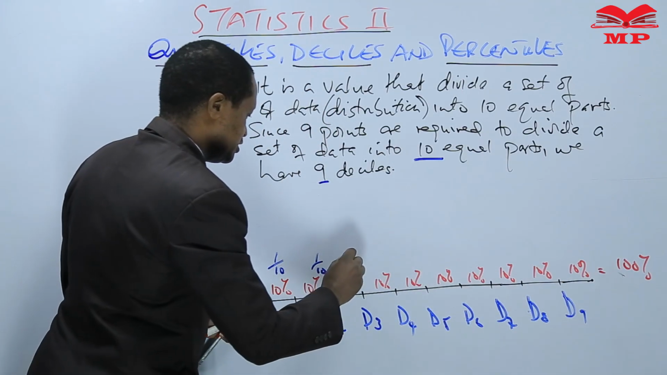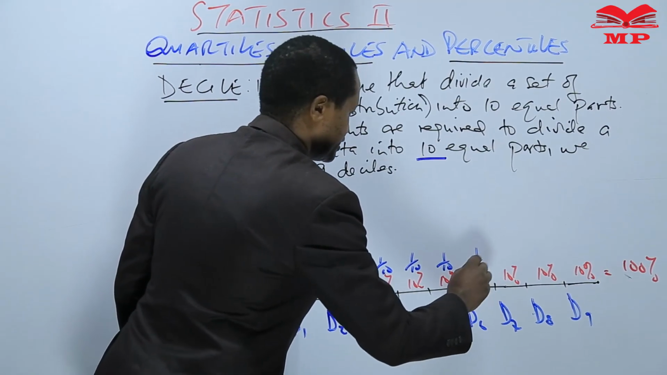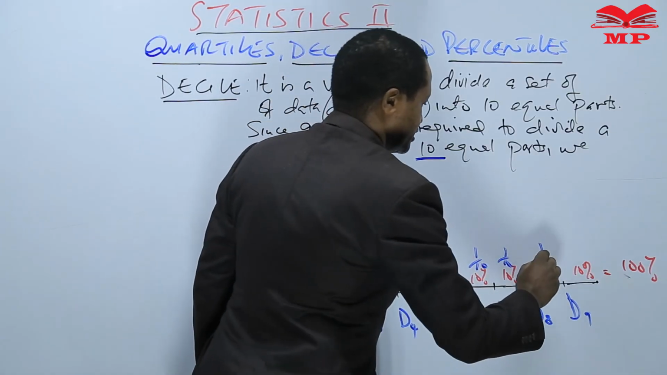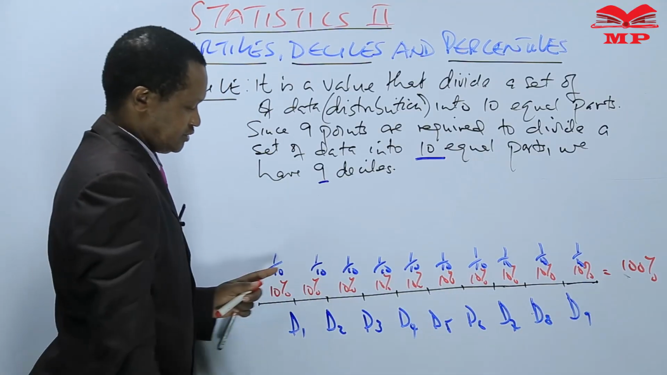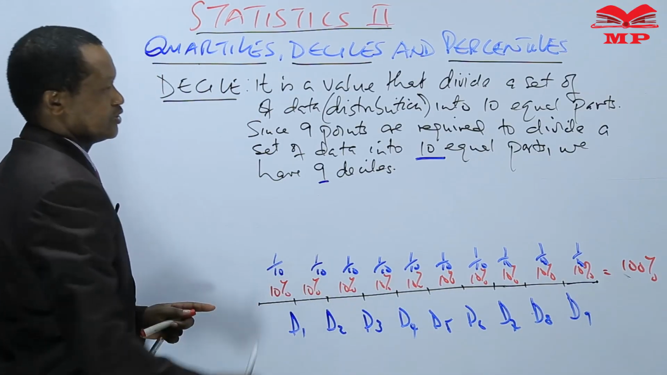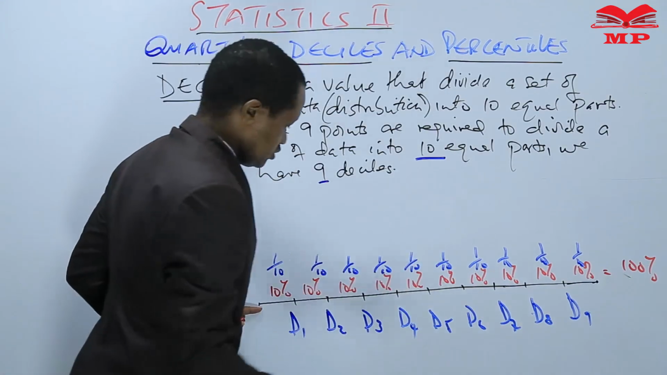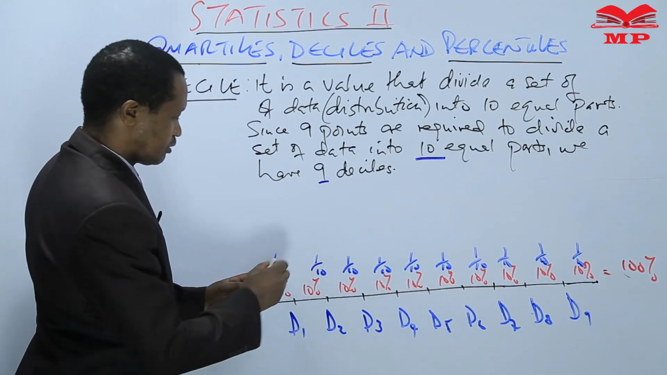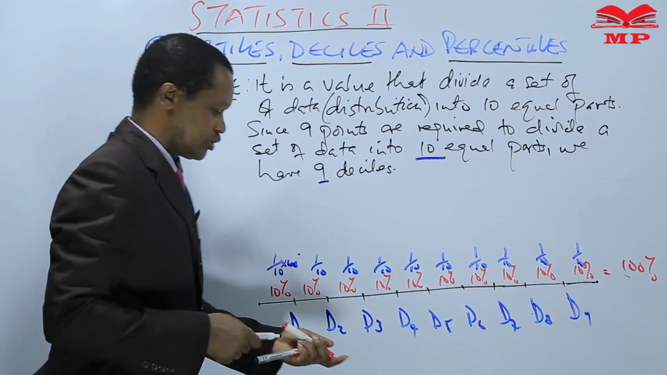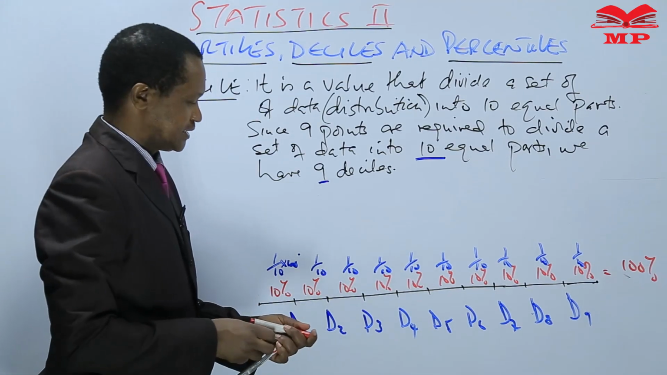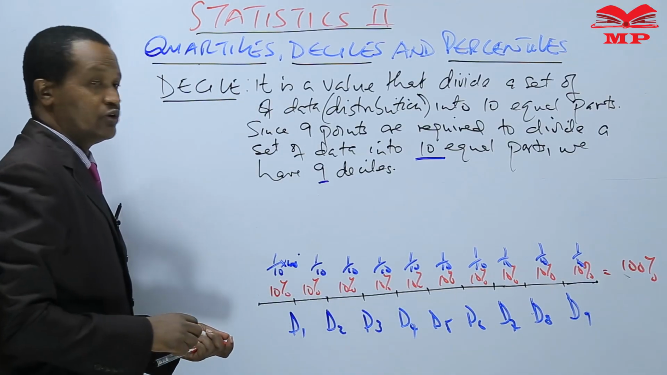These are again 1/10 each, a tenth, 1 over 10. These are 10 equal parts. Each part is a fraction of the total. If you convert this into a percentage, you multiply by 100, and that gives us 10%. So each part contains 10% of the total observations.